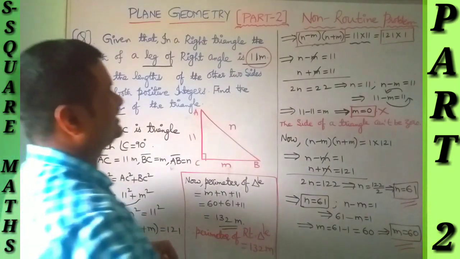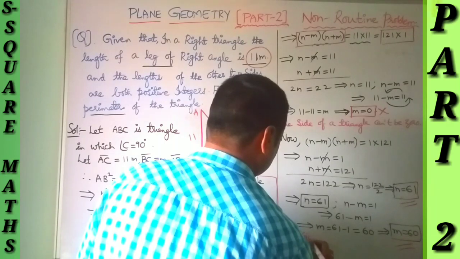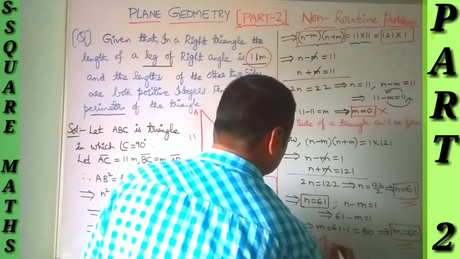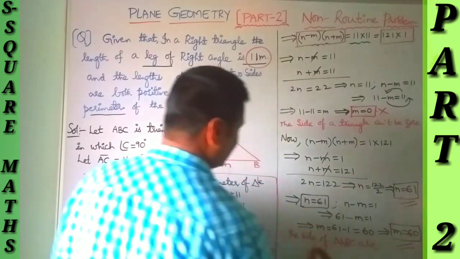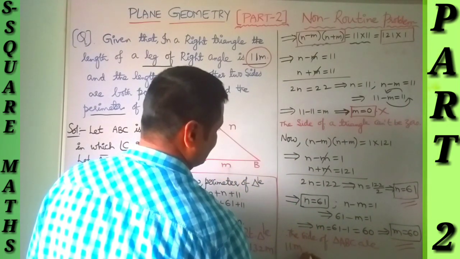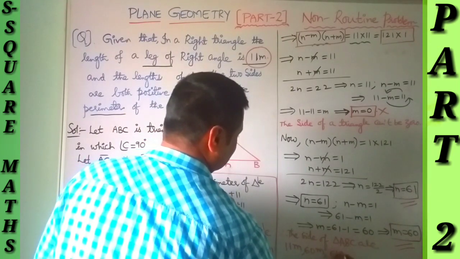So here we got the sides. Therefore the sides of triangle ABC are, what are the sides here? 11 meters, 60 meters, 61 meters.